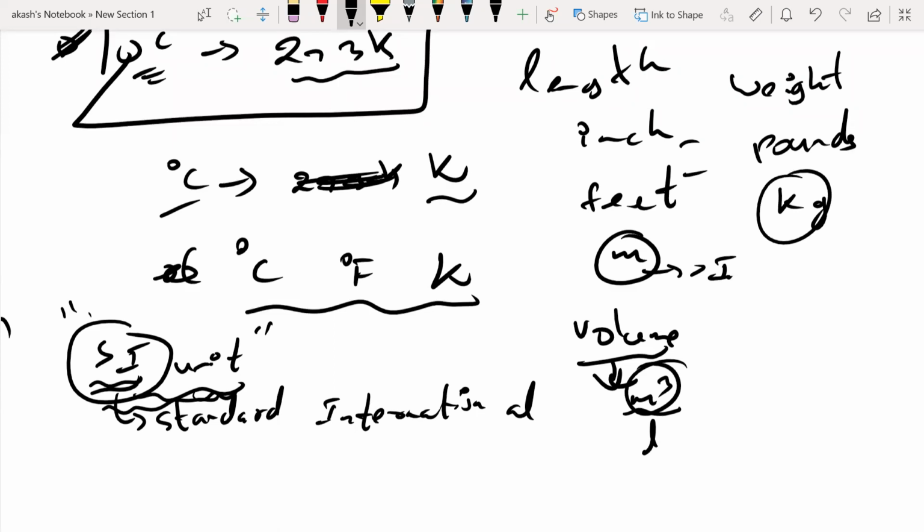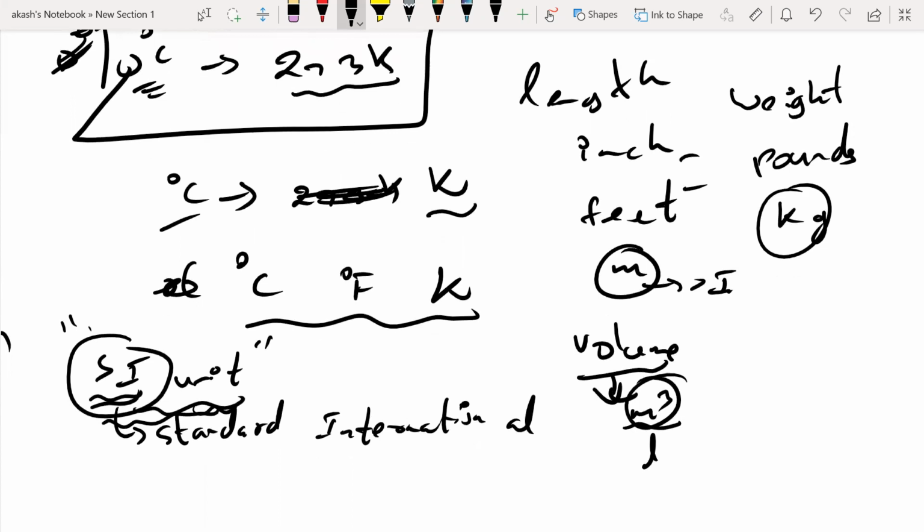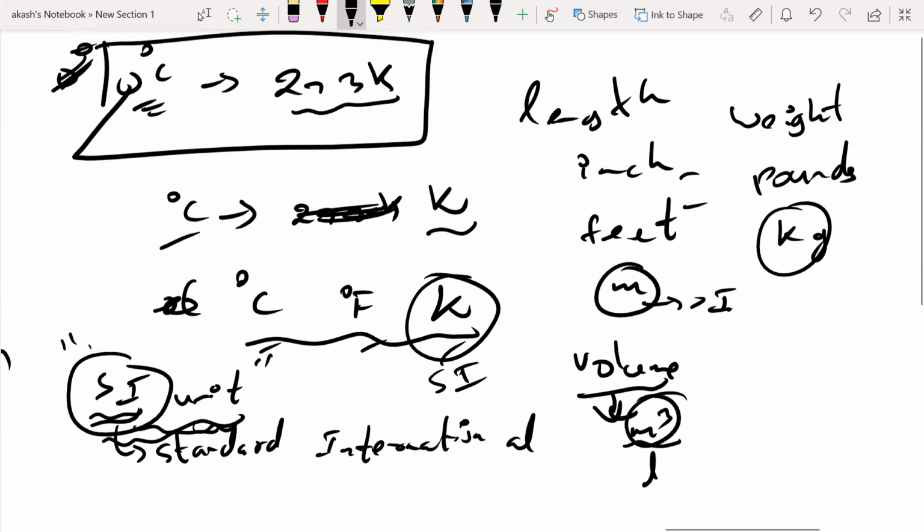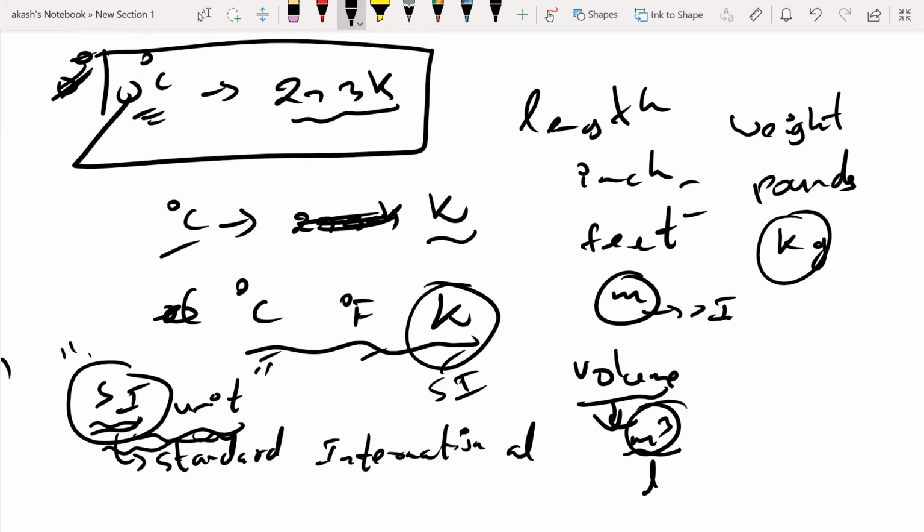So that's three units for temperature: Celsius, Fahrenheit, and Kelvin. Remember, Kelvin is the SI unit, the standard international unit. A lot of times you have to convert degrees Celsius to Kelvin, or Kelvin to degrees Celsius, because sometimes it is required. Now how do you convert it?